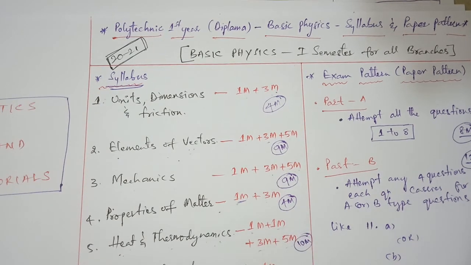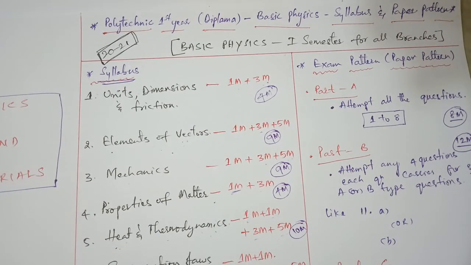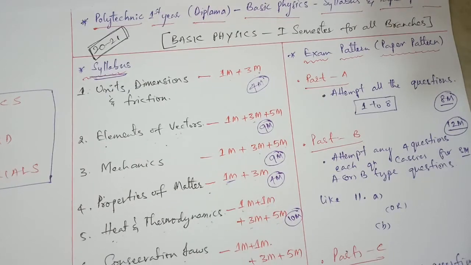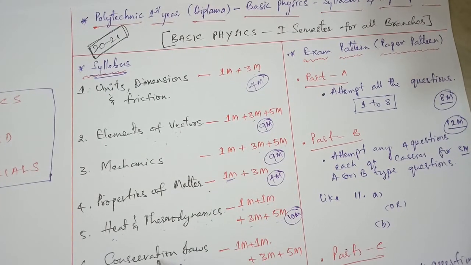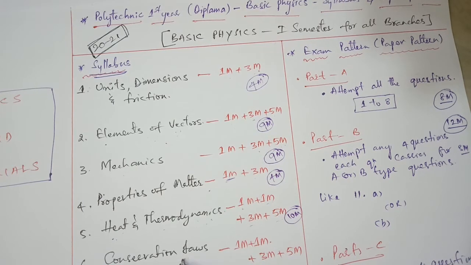Okay, and the last chapter is conservation laws and energy sources. What are conservation laws? Whatever the laws are there: conservation of linear momentum, conservation of energy, conservation of force. And conservation of energy in the case of a freely falling body, kinetic energy, potential energy. So all these topics will be discussed in conservation laws and energy sources.